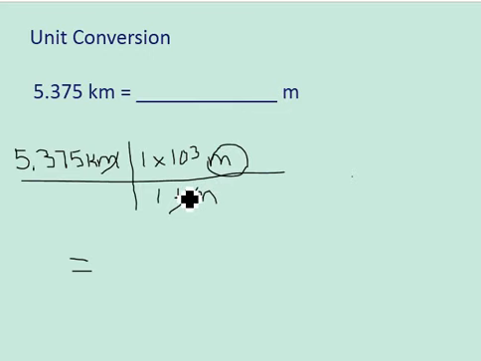I replace my kilo prefix with the times 10 to the third that it represents. And now I can get enough information that all of a sudden I see I should get 5.375 meters. You might also notice when you go from a unit of measurement that is larger to a unit of measurement that is smaller, your number gets bigger. And the opposite is true. If you go from a unit of measurement that is smaller to a unit of measurement that is bigger, your number should get smaller. So that's another way to remember what you need to do.